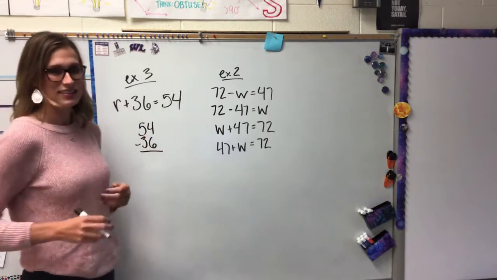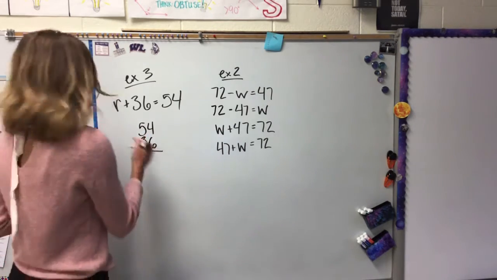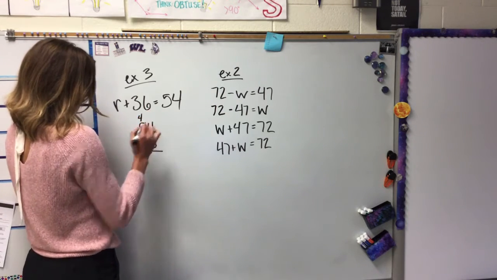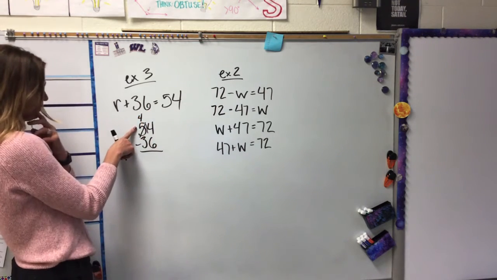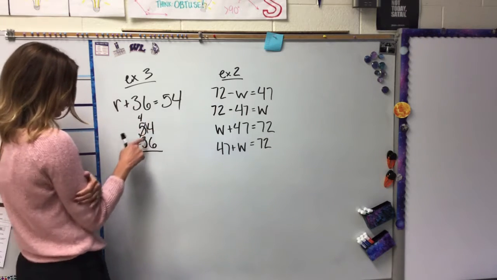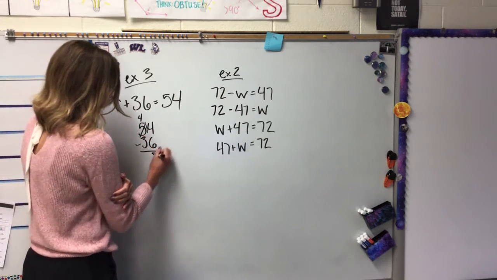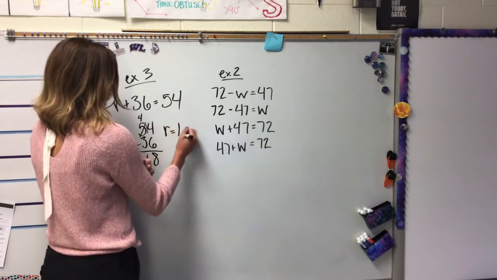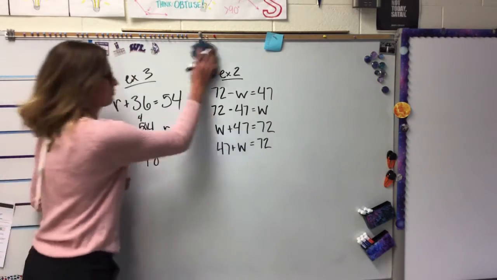4 minus 6, can't do that one. Cross out the 5, make it a 4, change the 4 into 14. I take 10 from the tens place and move it to my ones place. Now, 14 minus 6 is 8. 4 minus 3 is 1. So I get R equals 18.